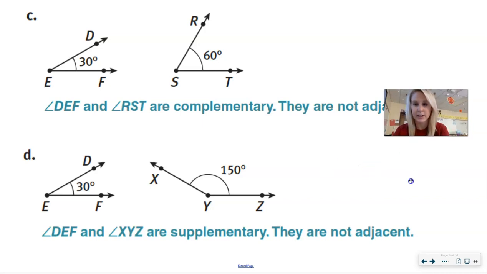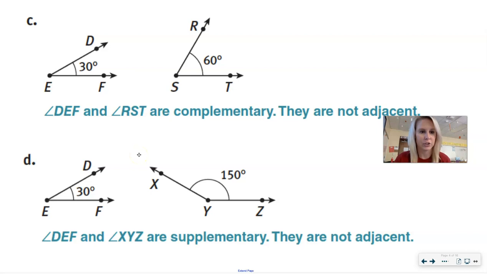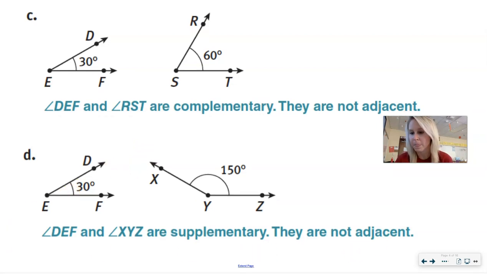Last but not least, we have part D, which is 30 degrees and then 150 degrees. When you add those 2 together, they're actually supplementary, which again means they add up to 180 degrees. And these angles are not adjacent. They've got some space in between them. They're not touching. So that's kind of how we can compare and contrast 2 different kinds of angles. Let me know if you have any questions. Otherwise, we're going to move on.